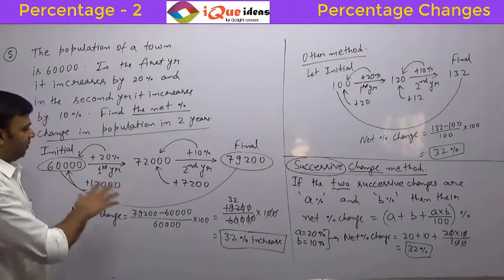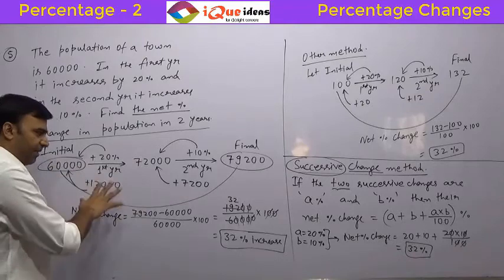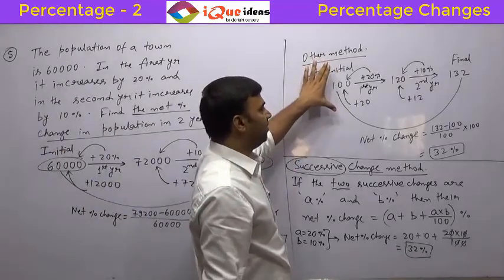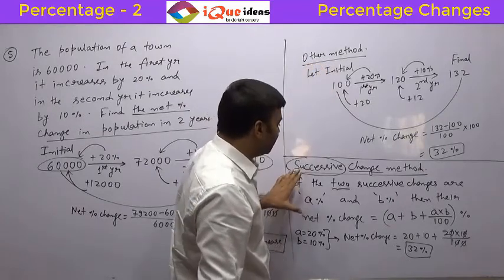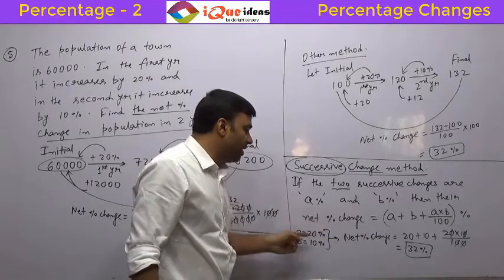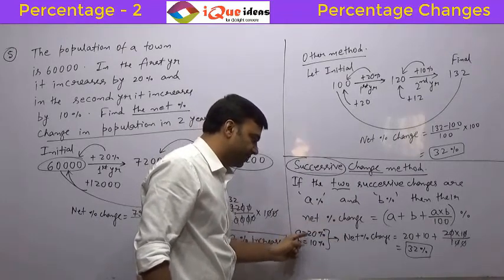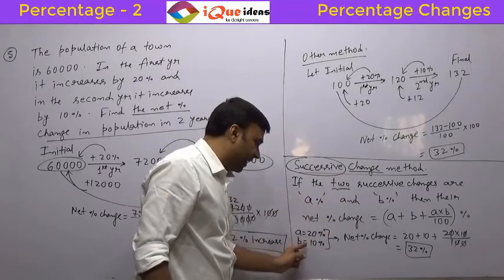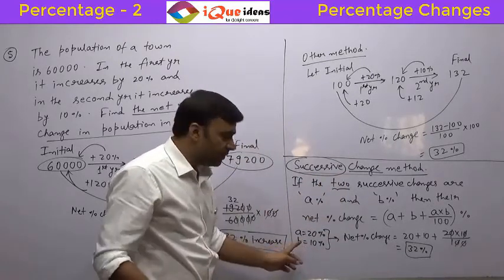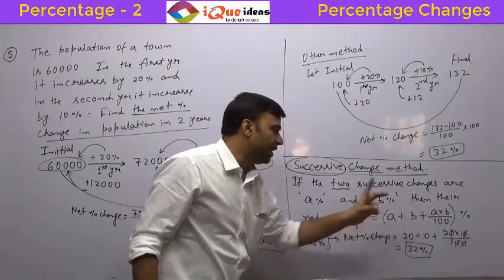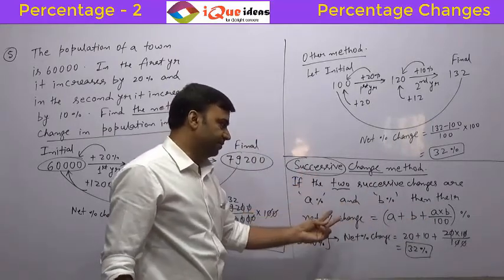So there are three ways of doing. One, we take the original value. Obviously this is not very preferred method. Second, this one will be like always a default method. It will always be useful. And in some cases you can directly apply the formula. In fact, a lot of cases you can directly apply the formula only if you know the component changes. So if you know the component changes, if they are successive and you know their sign, whether they are positive or negative, you can directly find a net change using this formula A plus B plus A into B by 100. Remember, only two changes, right?